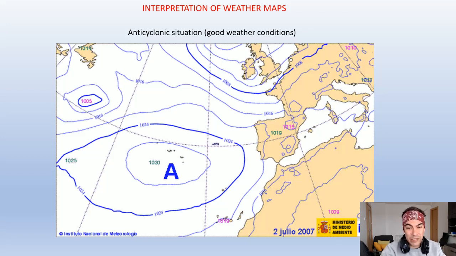For example, we are going to look at some typical climatic situations. This is a map which is showing good weather conditions. Why? Because this is an anticyclonic situation. Here in Spain, we are always looking at this from the point of view of the Iberian Peninsula. Here we have a big anticyclone whose isobars are all over the Iberian Peninsula. The pressure is high because it is above 1015 millibars, so we can expect good weather this day, which is July the 2nd of 2007.